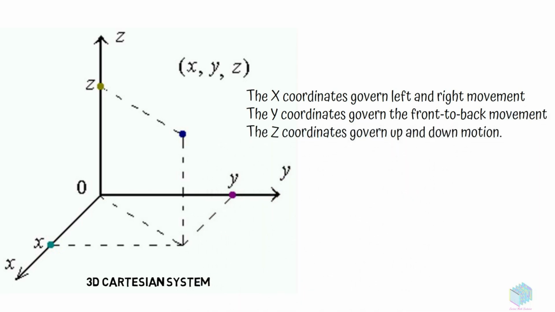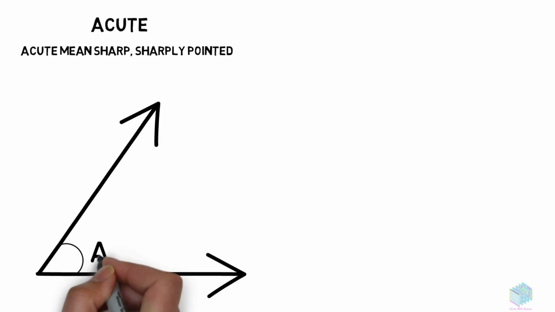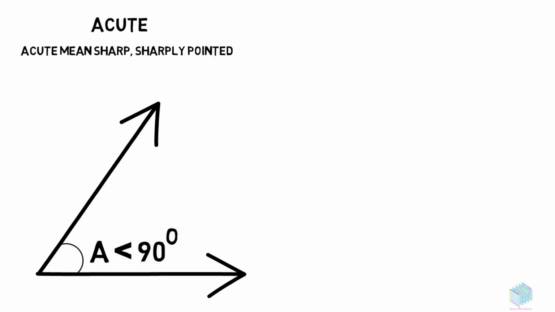We're going to explore the next term that's fundamental to understanding geometry. Can you guess what it is? Yes, it's acute. Acute means sharp, sharply pointed. In geometry, an acute angle is an angle that measures less than 90 degrees. For example, an angle of 55 degrees is an acute angle. It is smaller than a right angle, which is equal to 90 degrees.